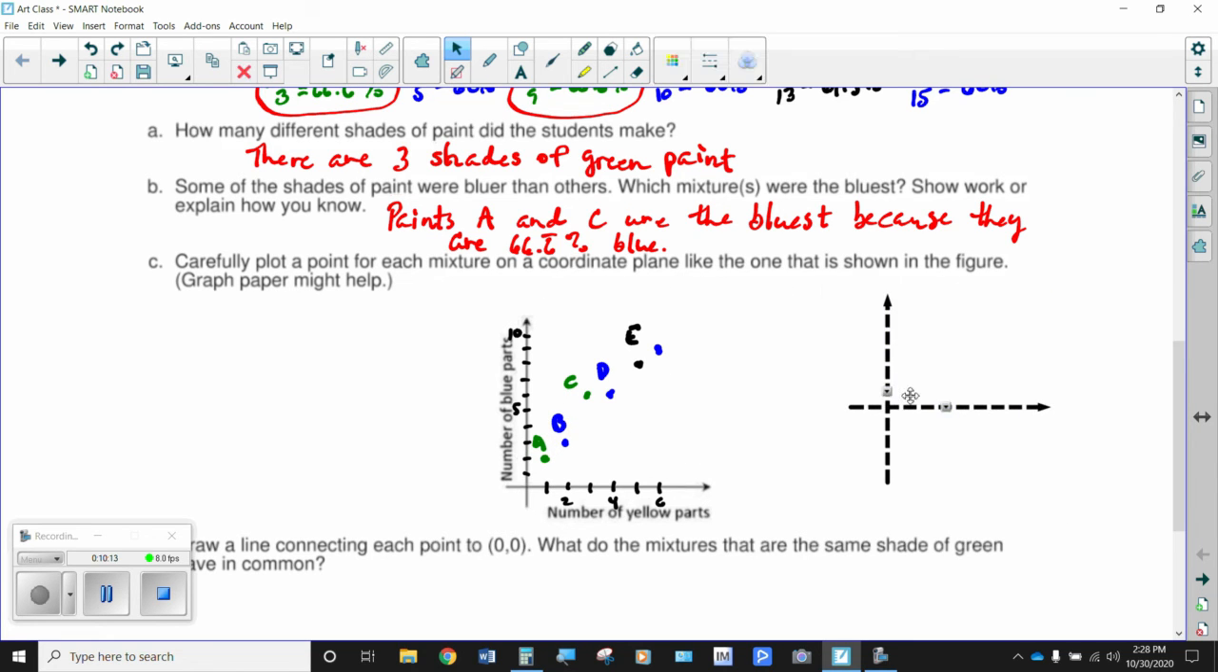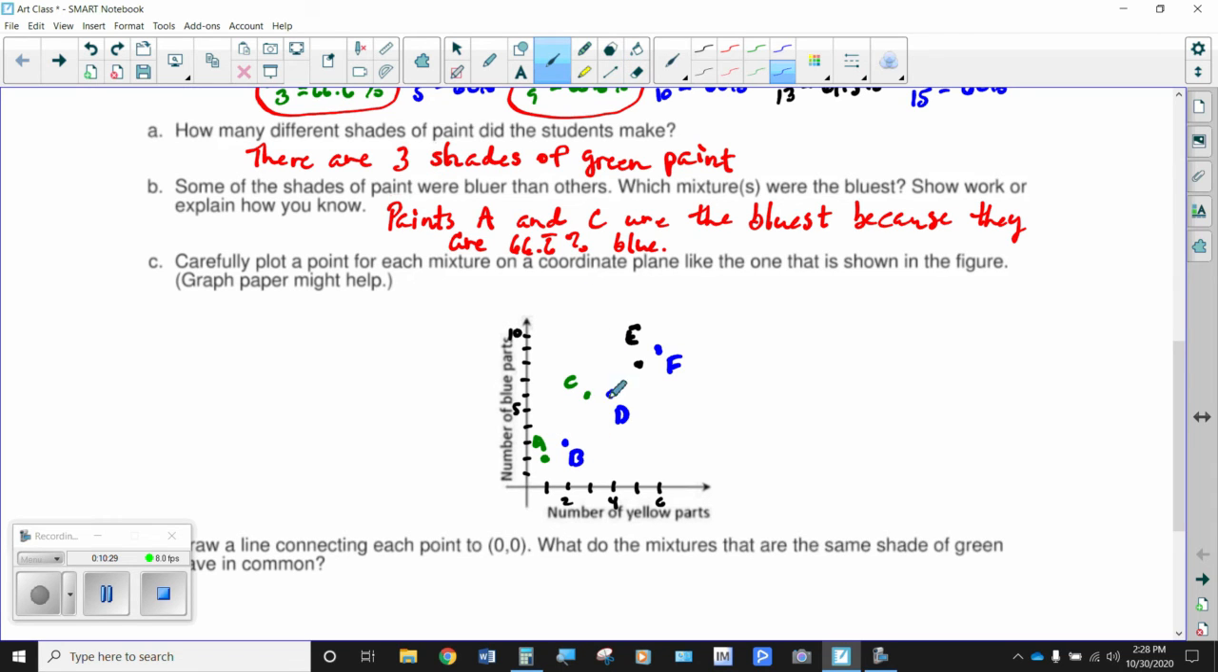I just need to label this last one because that was paint F, which is right here. So actually, let me do something. Let me move these guys, put B below, because we're going to draw a straight line. All right, so carefully plot each point and mixture like the one that is shown in this figure.